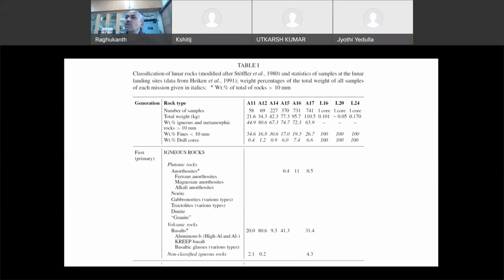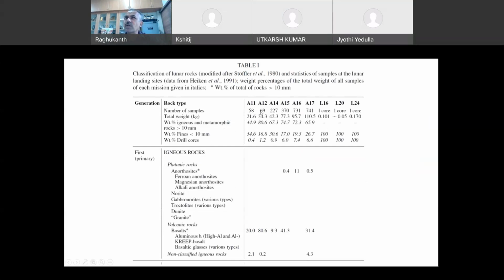So what has happened was they brought samples, the rocks from a variety of places, the Apollo landing sites. They brought, like Apollo 11, say 58 samples, 21.6 kg of rocks, igneous and metamorphic rocks. They have done all the classifications.